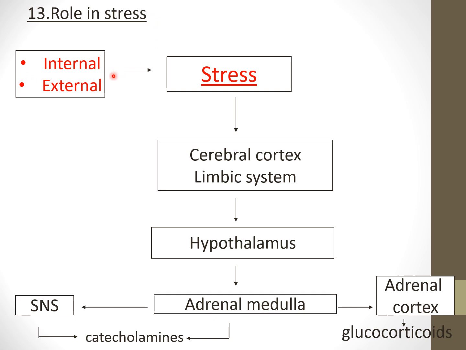Role in stress. Whenever the body is exposed to stress, it could be an internal stress inside the body or an external stress. The stress is sensed by the cerebral cortex and limbic system. They are stimulated and the limbic system sends impulses to the hypothalamus. Then the hypothalamus, through ACTH and also through the sympathetic nervous system, causes the secretion of catecholamines and glucocorticoids, that is cortisol. The cortisol and the catecholamines are the two hormones helping to face the stress situation.